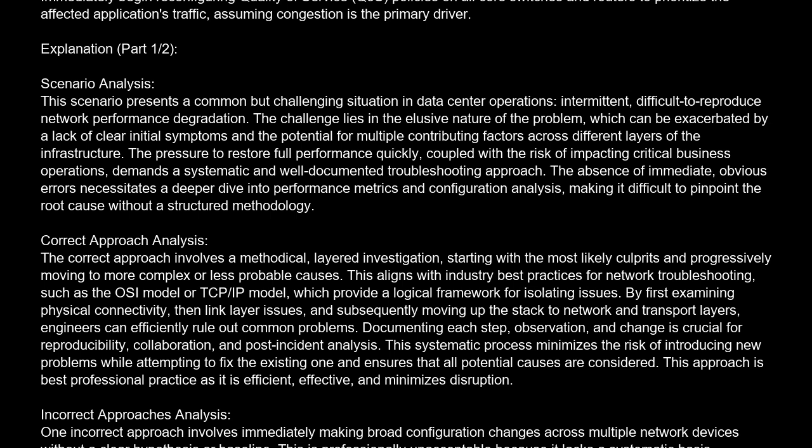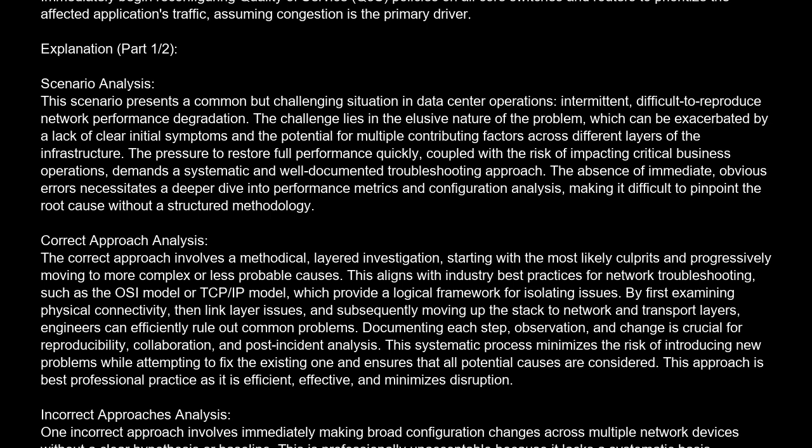Documenting each step, observation, and change is crucial for reproducibility, collaboration, and post-incident analysis. This systematic process minimizes the risk of introducing new problems while attempting to fix the existing one, and ensures that all potential causes are considered. This approach is best professional practice as it is efficient, effective, and minimizes disruption.